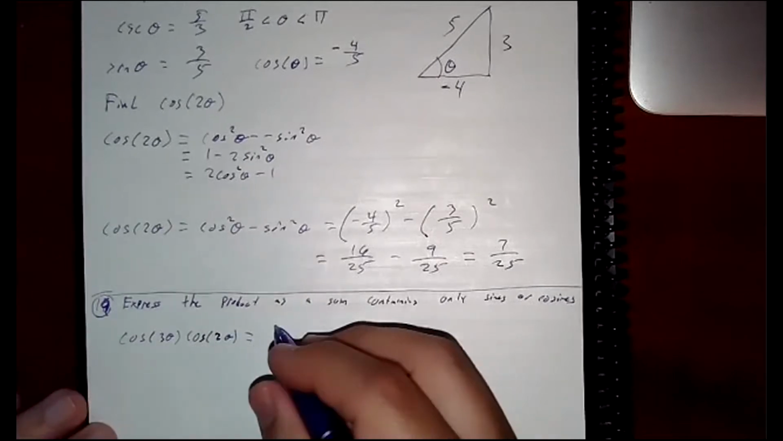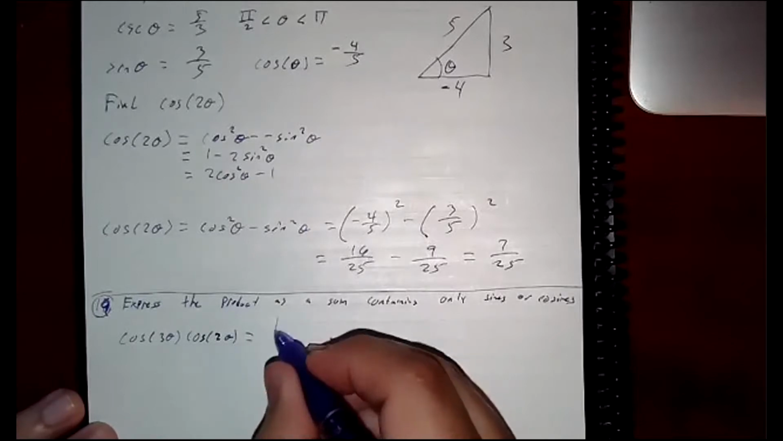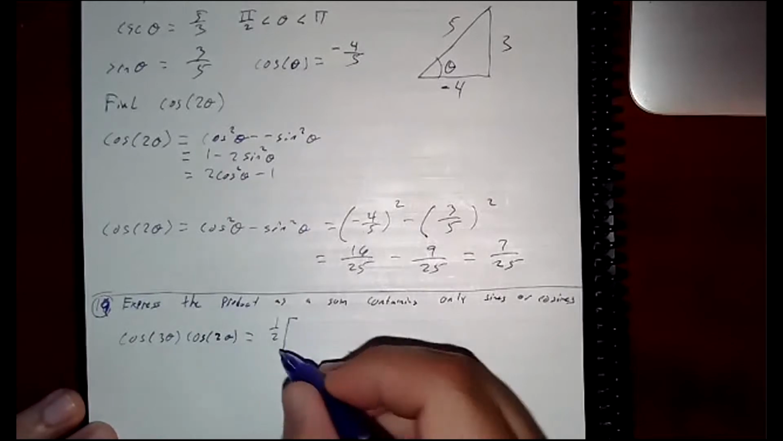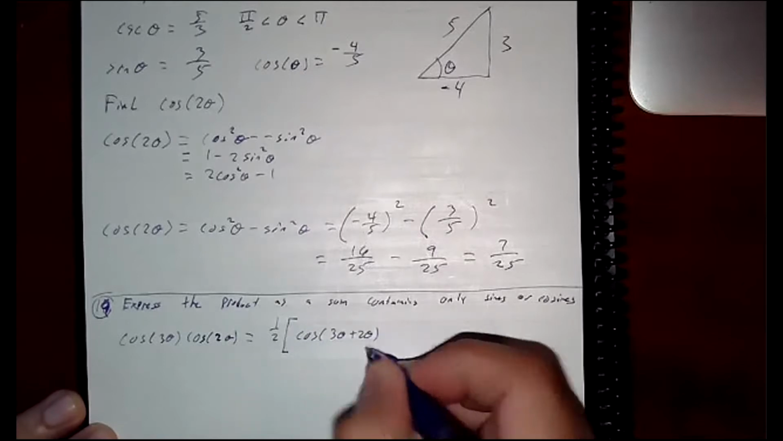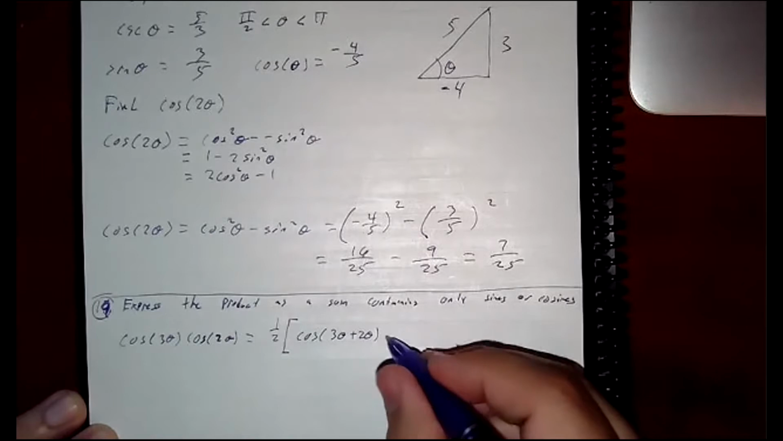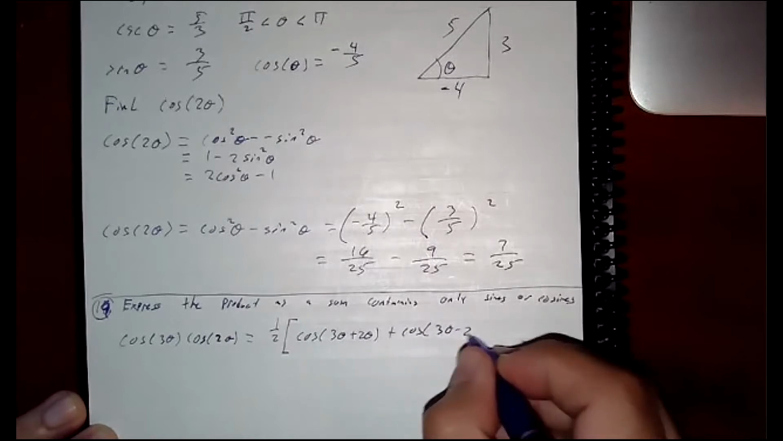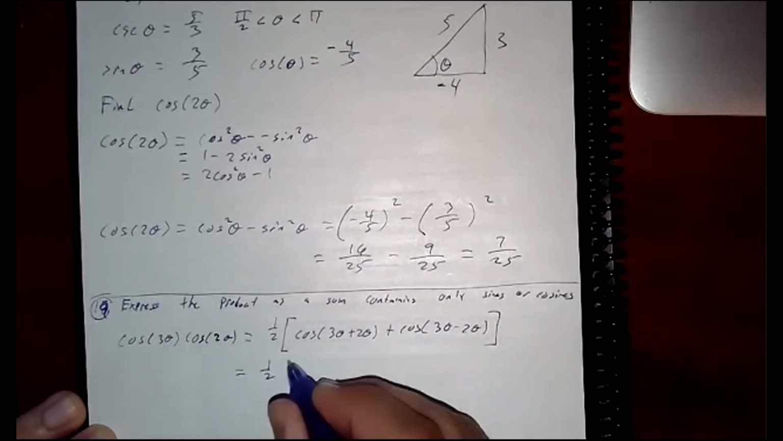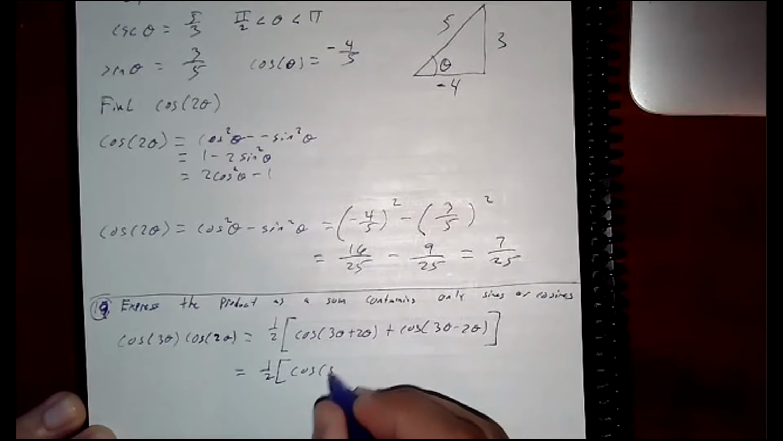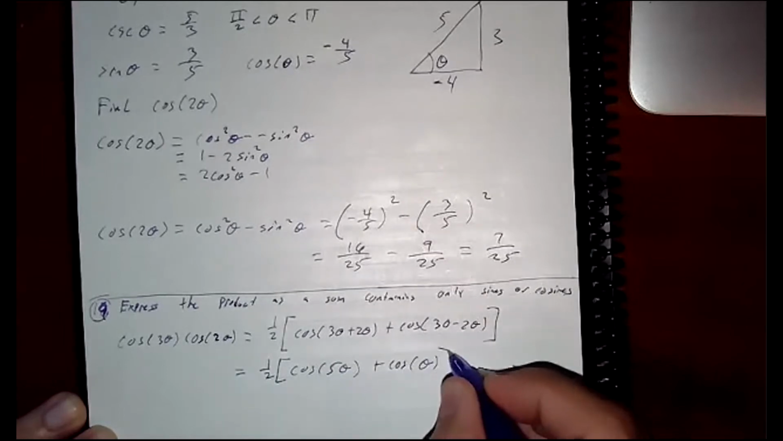So that would be equal to 1/2 times cosine of 3 theta plus 2 theta, plus cosine of 3 theta minus 2 theta, using a formula from your notes. That should be cosine of 5 theta plus cosine of theta.